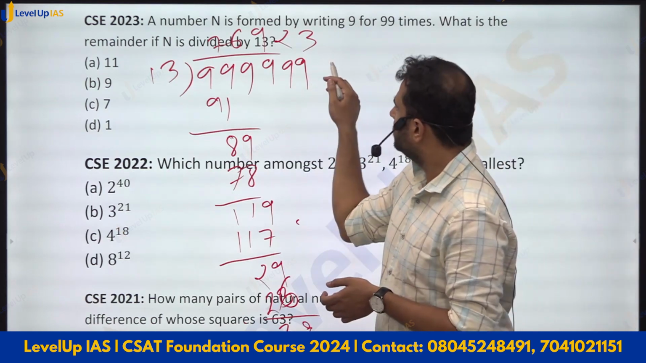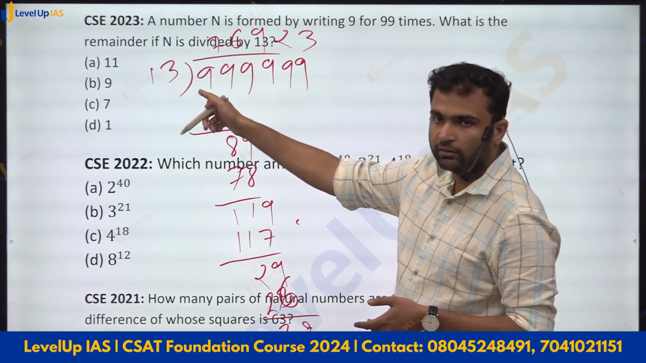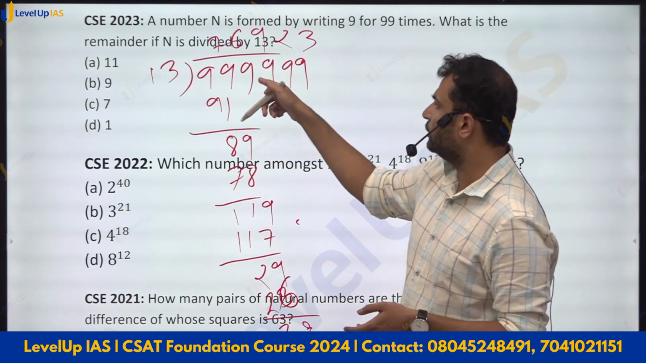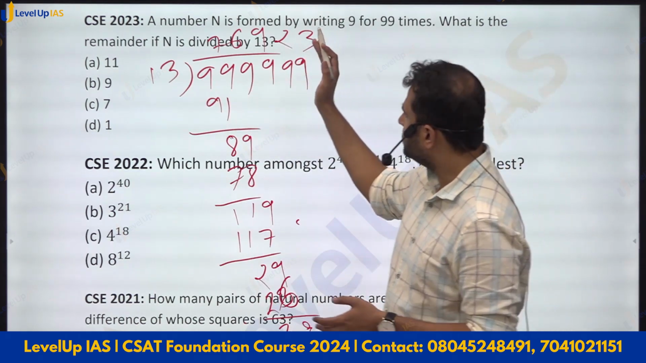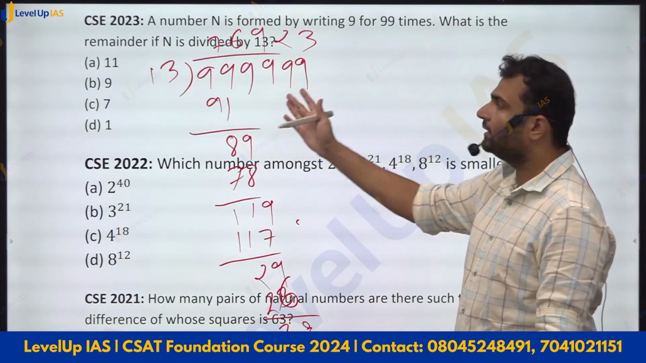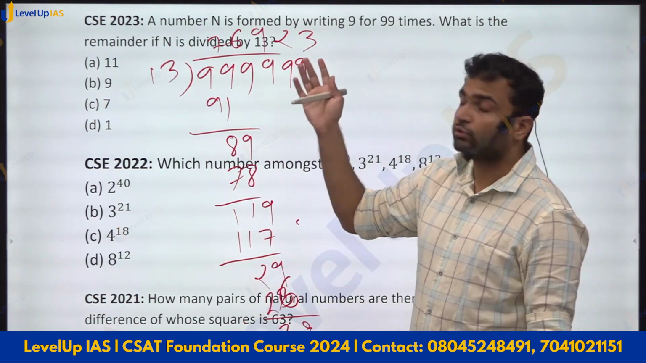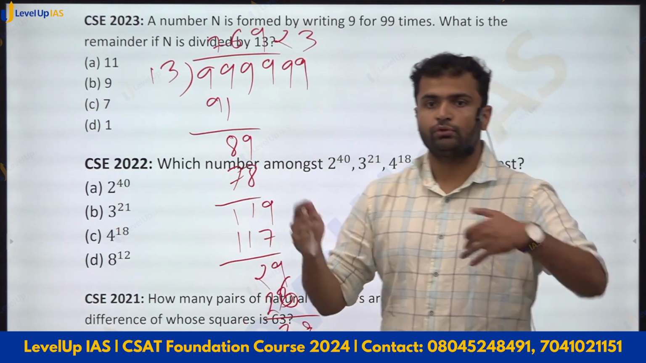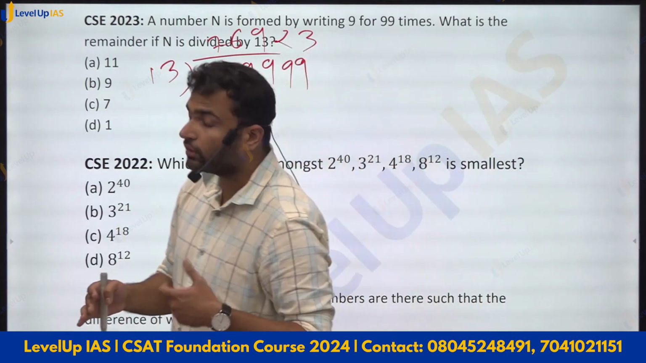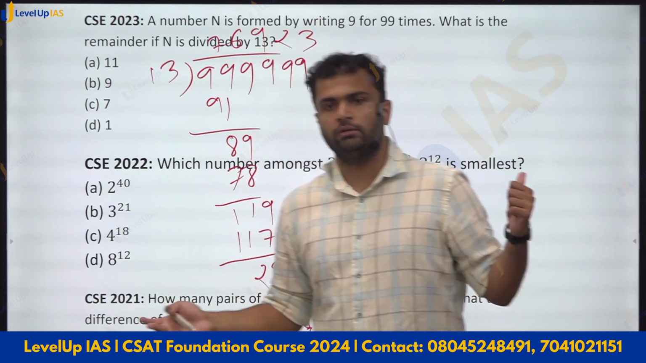So if I write one more 9, we are starting from here again. One more 9, we are here. One more 9 here. So writing 9 6 times, we get remainder 0. Same thing, writing 9 12 times, we get remainder 0. 18 times 0. So when we are writing 9 in multiples of 6, we are getting remainder 0.